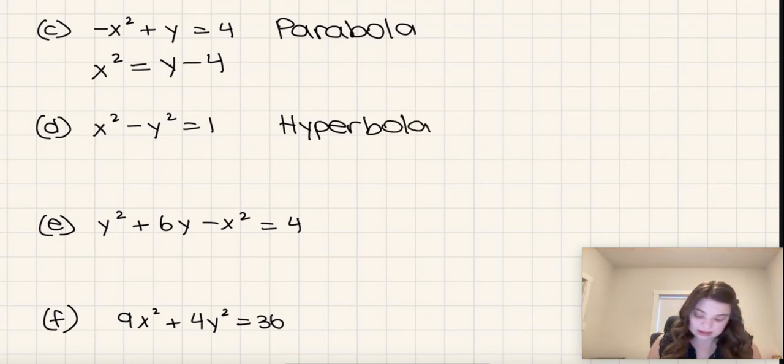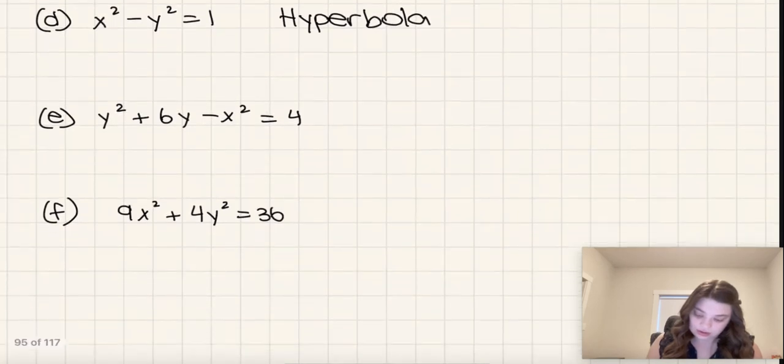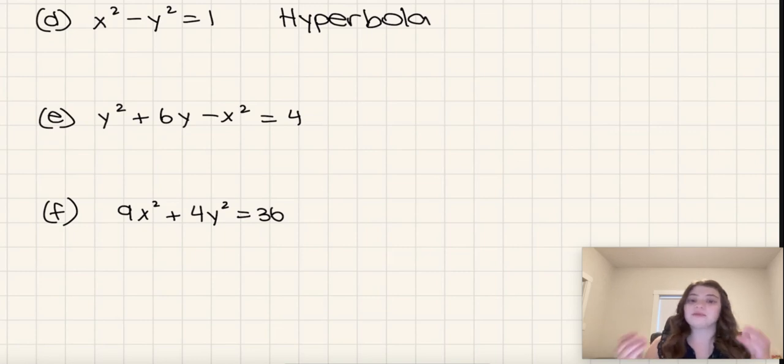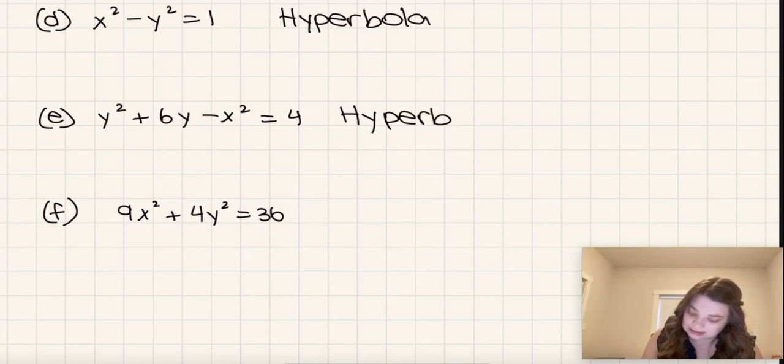Then this next one here would also be a hyperbola because it has both x squared and y squared on the same side, but they have opposite signs. We have positive y squared and negative x squared. So whenever they have opposite signs, that tells us it's a hyperbola.